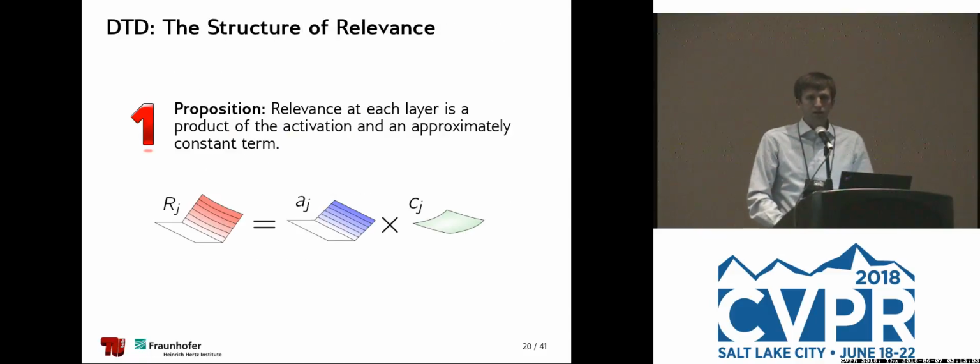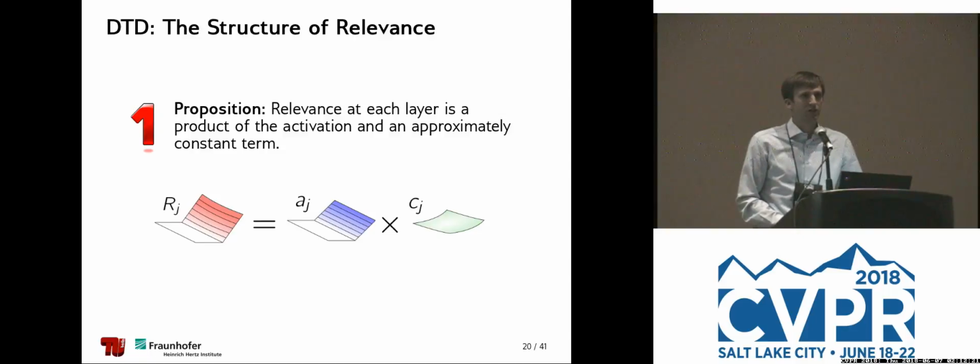So deep Taylor decomposition, as its name says, will try to compute a Taylor decomposition, but in a deep manner, so basically at every layer. And deep Taylor decomposition makes one key assumption: that the relevance which is being propagated from the top layer to the input layer has a product structure, which is basically the product of the activation of the same neuron times something approximately constant, and which will actually be treated as constant in our equations.